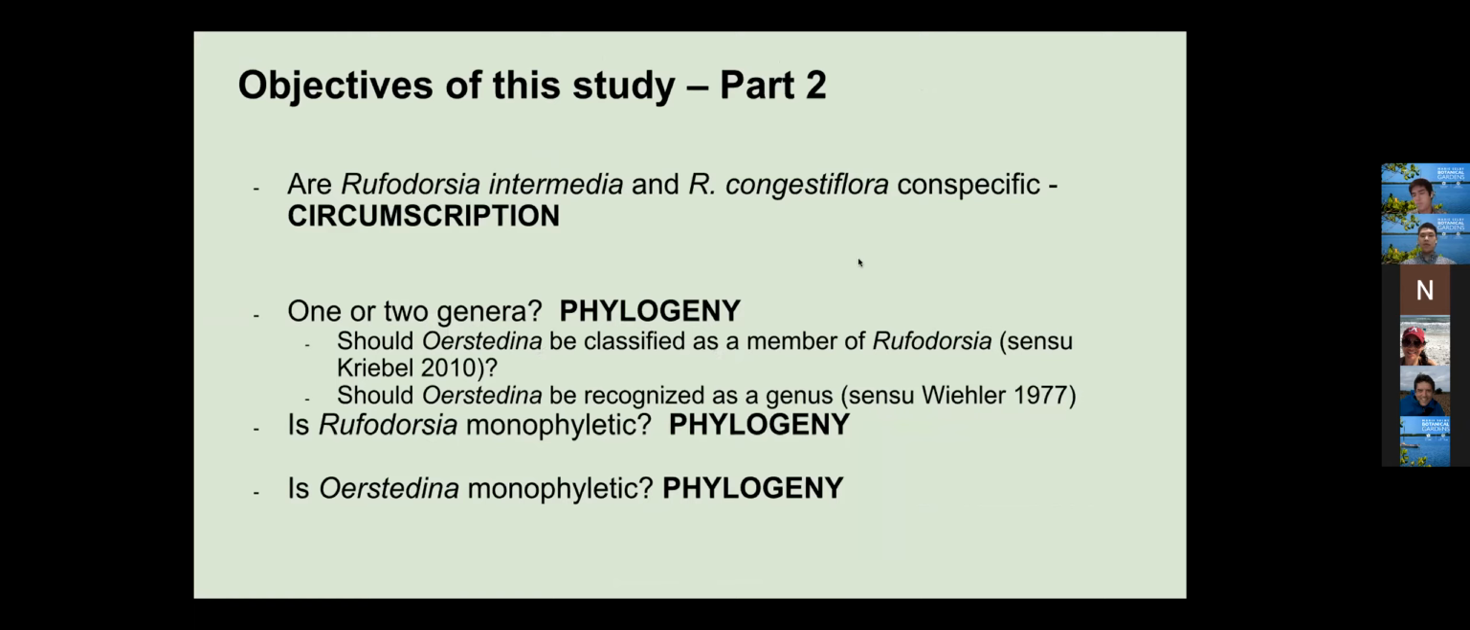Thank you, Ben. For the next part of this study, I'll be focusing on Orsidina and Rufidorsia. We have 3 main objectives. The first objective is looking at whether or not Rufidorsia intermedia and congestiflora are conspecific, meaning they are the same species. The second objective is exploring if Orsidina and Rufidorsia are 1 or 2 genera. More specifically, should Orsidina be classified as a member of Rufidorsia, and if not, should Orsidina be recognized as its own genus? Lastly, we're looking at whether or not Rufidorsia and Orsidina are monophyletic.